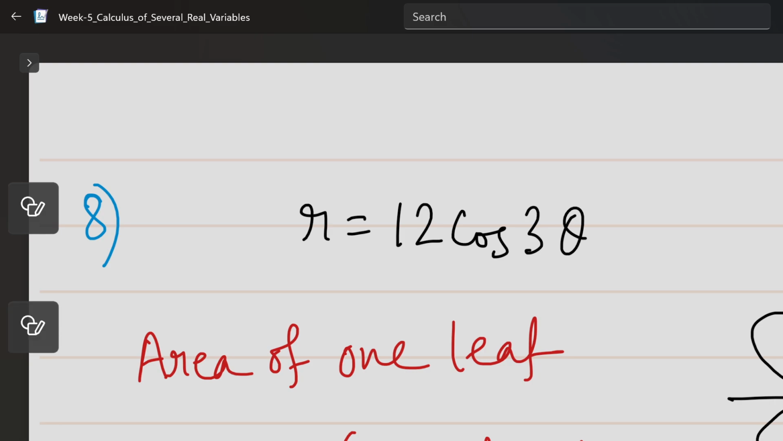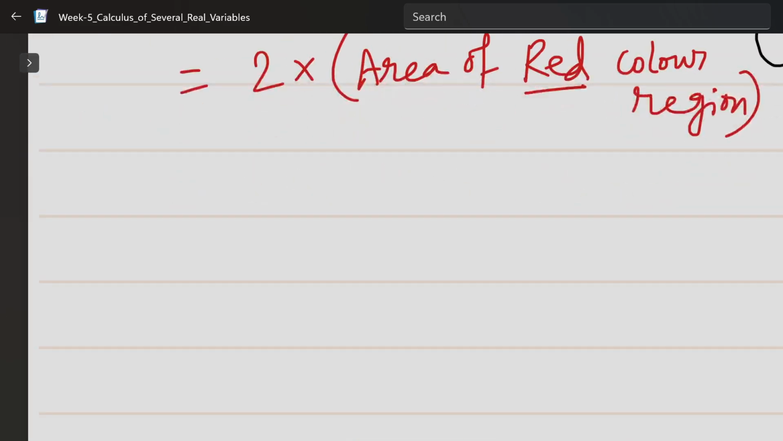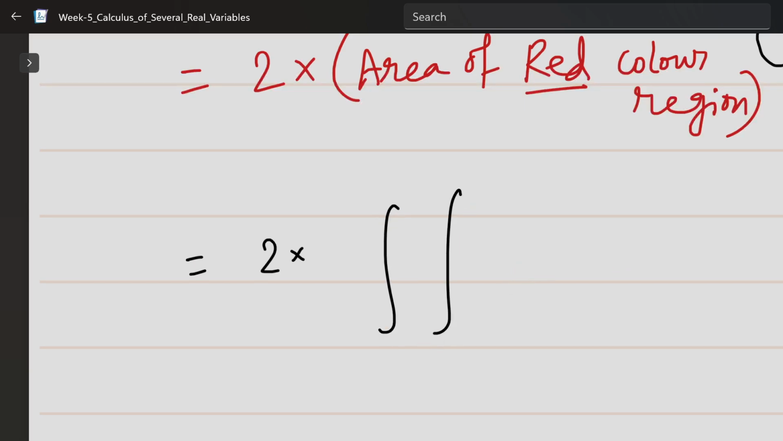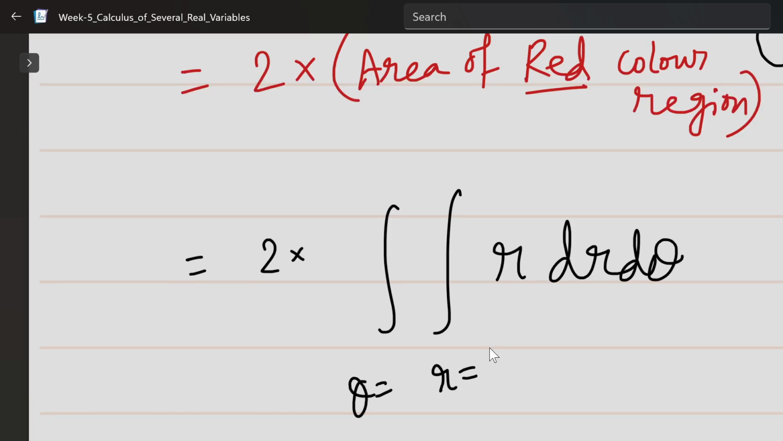Now it is in polar, not in Cartesian, so you will not do the double integral dx dy or dy dx like that. You have to do 2 into double integral. As you know, dx dy is the same as r dr d theta. I hope you know this. This r is the Jacobian. So now tell me what is r and theta. Then you are done.